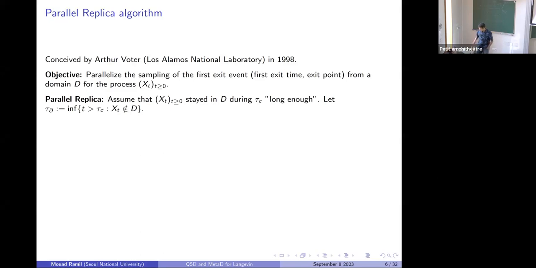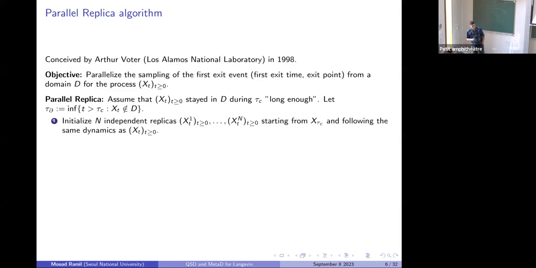So you say, okay, now I can launch my algorithm, and you do it as follows. You start from the last point of the reference trajectory, which is X at time tau_corr, and then you initialize N independent replicas, which follow the same dynamics as X. So basically, you duplicate this reference trajectory N times, and you have N independent replicas.